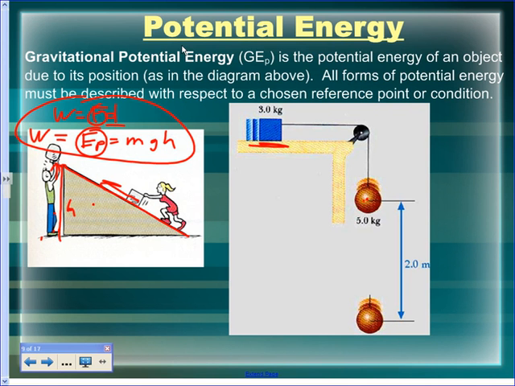The potential energy of the 5 kilogram ball. The reason it has energy is because something has done work on it and raised it above ground level. When it starts to fall, it will pull over the pulley on this mass here. Everybody follow me there?